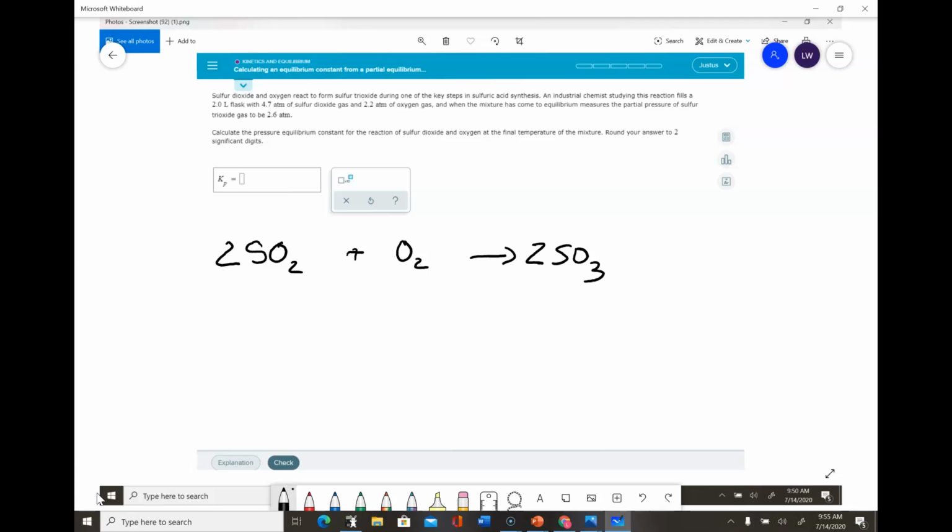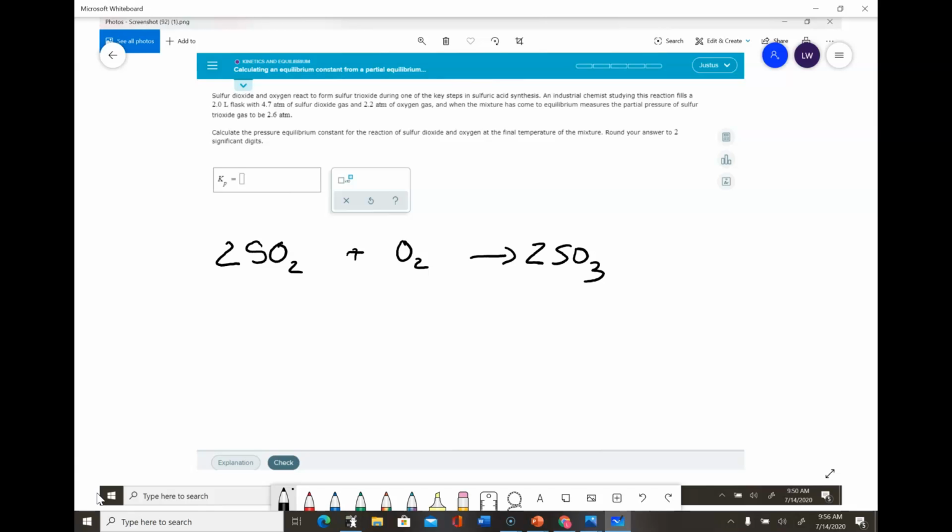So let's just see. An industrial chemist studying this reaction fills a 2-litre flask with 4.7 atm sulfur dioxide gas and 2.2 atm of oxygen gas. Okay, so there's no SO3 to begin with. And then when the mixture has come to equilibrium, measures the partial pressure of sulfur trioxide to be 2.6 atm. Calculate the pressure equilibrium constant for the reaction of sulfur dioxide and oxygen at the final temperature of the mixture. Round your answer to 2 significant figures.